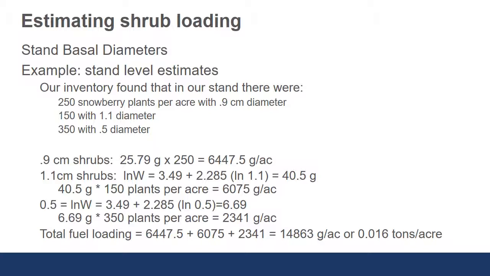Now let's go over an example for a stand. In this example, we conducted an inventory and found there to be 250 snowberry plants per acre with a 0.9 centimeter diameter, 150 with 1.1 centimeter diameter, and 350 with a 0.5 centimeter diameter. First thing we need to do is calculate the weight of each diameter class. Next, we need to multiply the weight by the number of plants. Lastly, we add up the total weights to get a site loading.